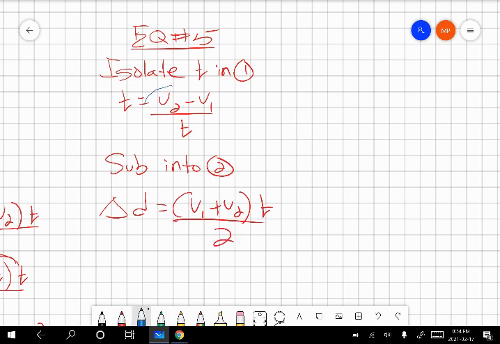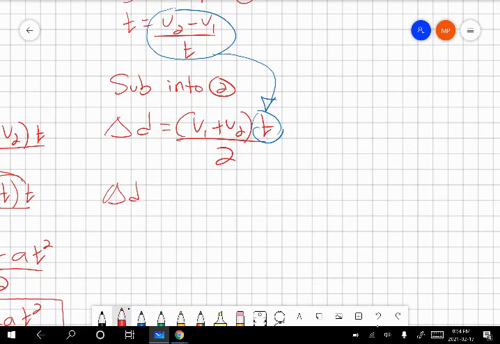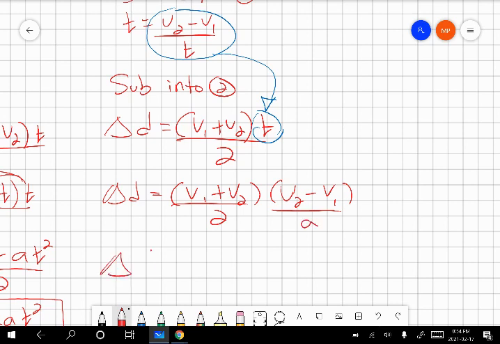Switch to blue. I'm taking this. I'm hitting back. And I'm substituting it in for time. And I'm hitting back again. So let's move down a bit. That's going to be delta D equals V1 plus V2 bracket all over 2. Now instead of time, I'm going to have V2 minus V1 all divided by A. So the denominator is quite easy to figure out. 2 times A, of course, is just 2A. The top's a little more complicated.